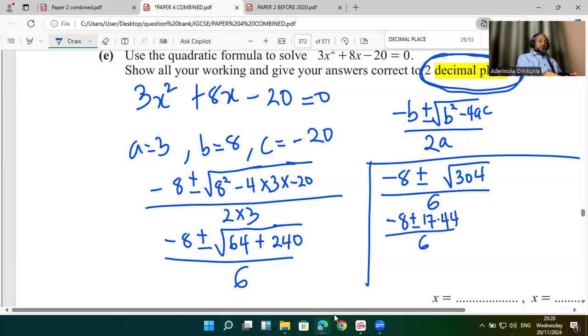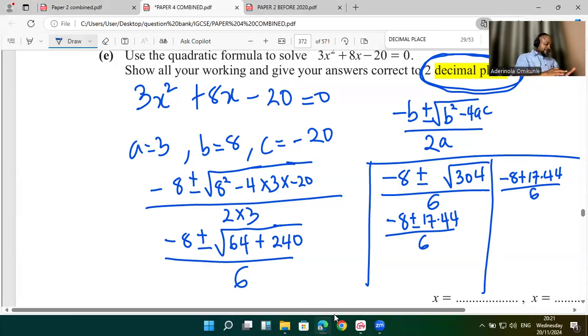Now what the plus or minus means is that you're going to have 2 different answers, like I said at the beginning. The first answer is going to be minus 8 plus 17.44, over 6. I'm using the positive now. That's basically like saying 17.44 minus 8.